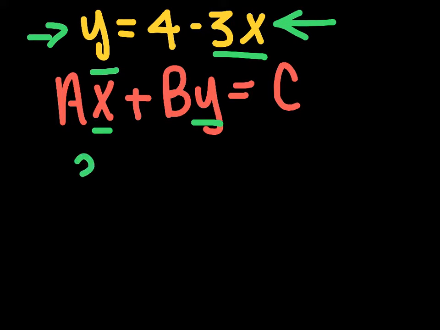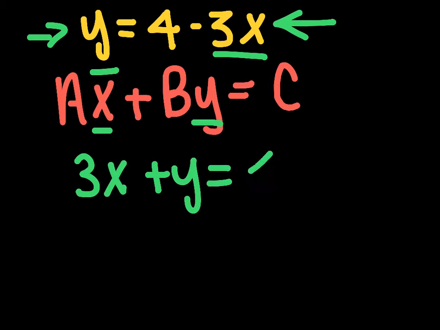So 3x plus y equals 4. And when we added 3x to the top, it canceled it out, so it's gone now. So 3x plus y equals 4. So this equation is now in standard form where a equals 3, b equals 1, and c equals 4. So this is a linear equation.